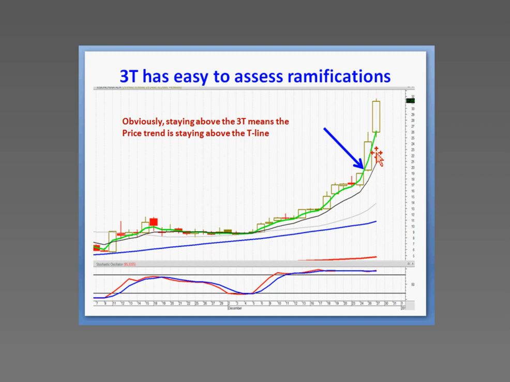And again, this is where the 3T line becomes effective. If you're not only moving away from the T line, you start moving away from the 3T line, that tells you you're well overstretched. Start looking for a sell signal.